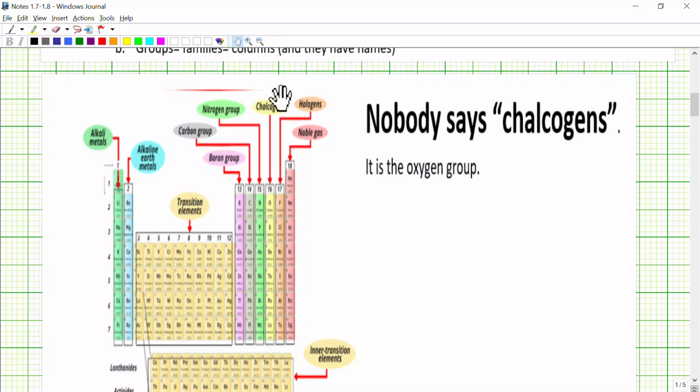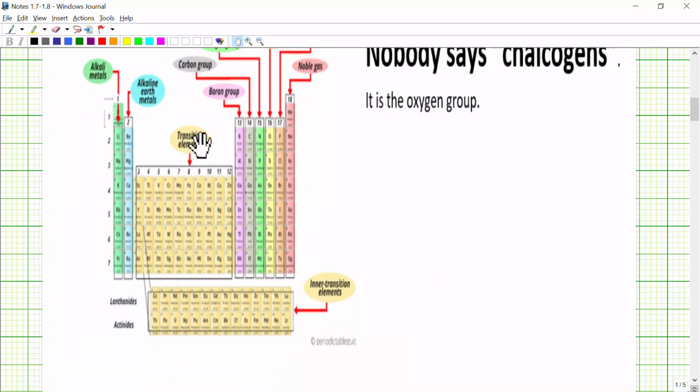No one calls this a chalcogen. It's the oxygen group, but I saw it. It was kind of fun. Halogens, noble gases, and you can see where these are. Transition metals and inner transition metals. I do want to make a point that these are inner, not inter. Inner means inside, inter means between.